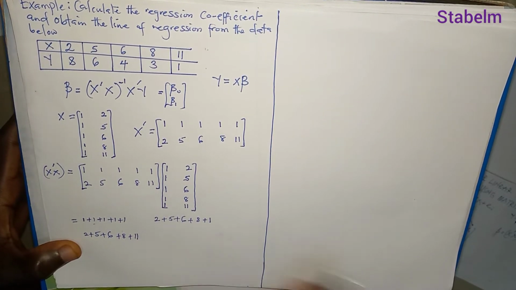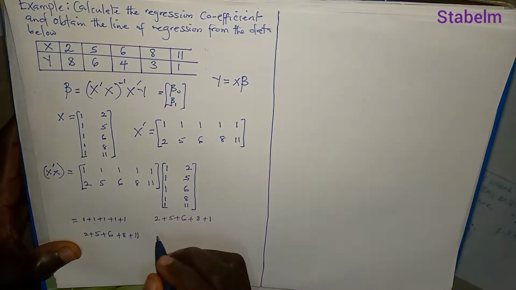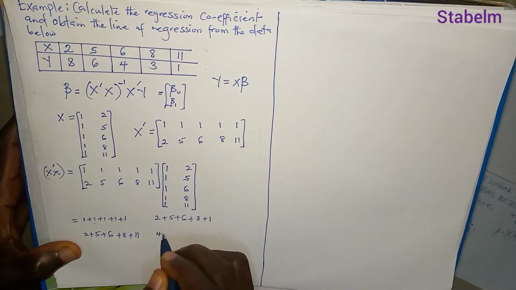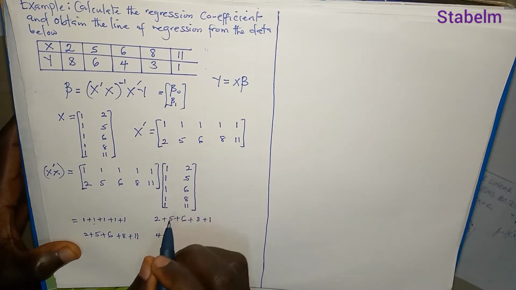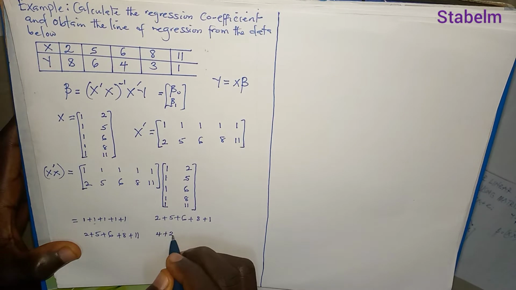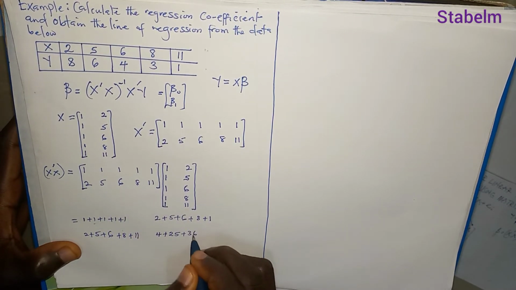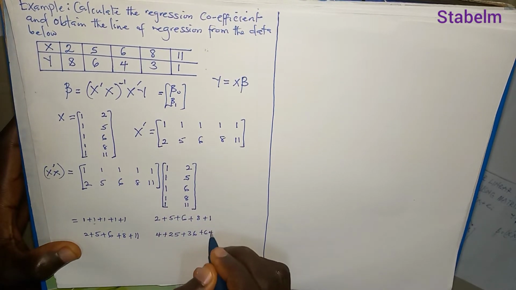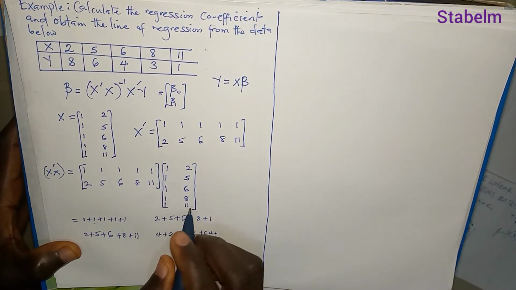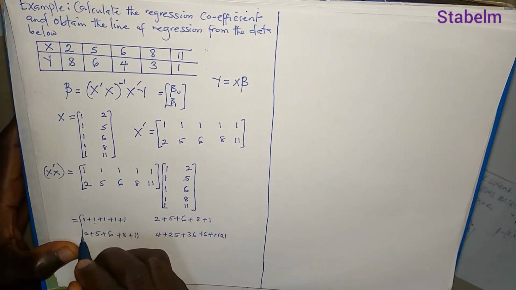Now we need the other box here. Now what do we do? Say 2 times 2, that will give us 4, plus 5 times 5, that will give us 25, plus 6 times 6, 36, plus 8 times 8, 64, plus 11 times 11, and that will give us 121.